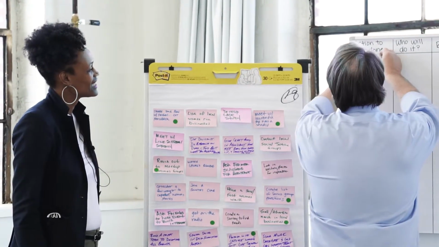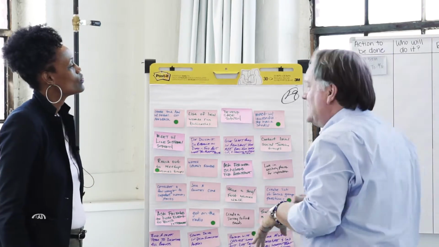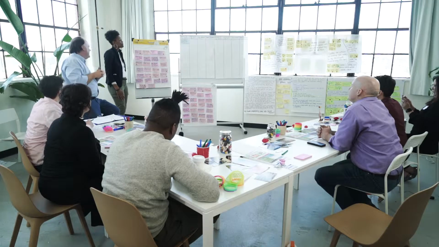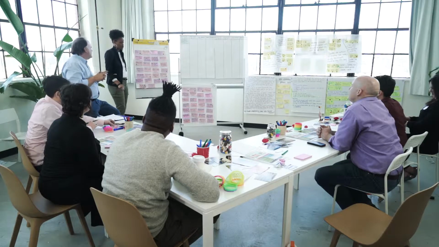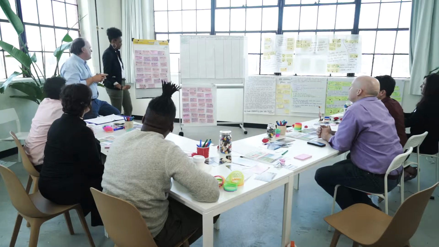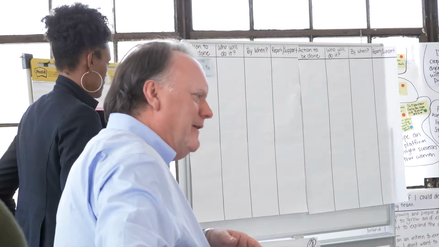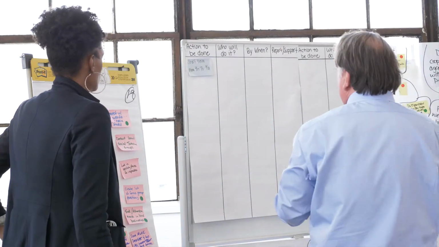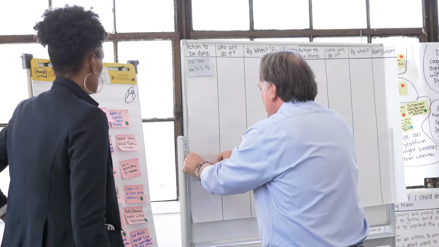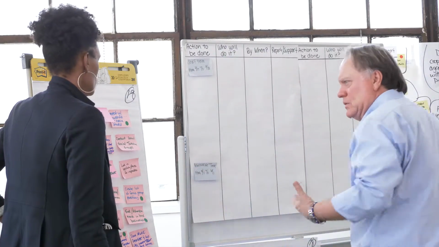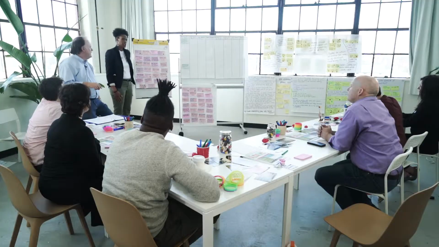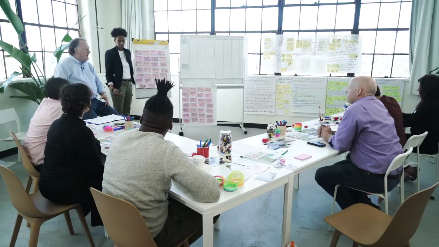So intermediate term, we're going to talk April 1st to June 1st. Okay, and then let's see, long term, we're talking June 2nd to, let's say, November 2nd. So June 2nd to November 2nd.